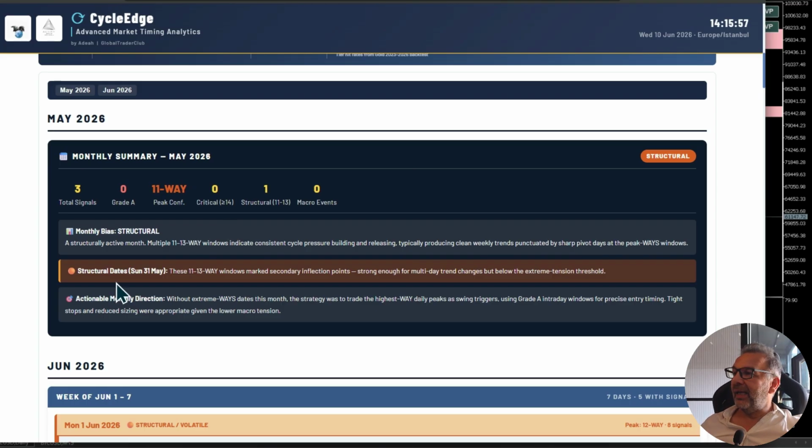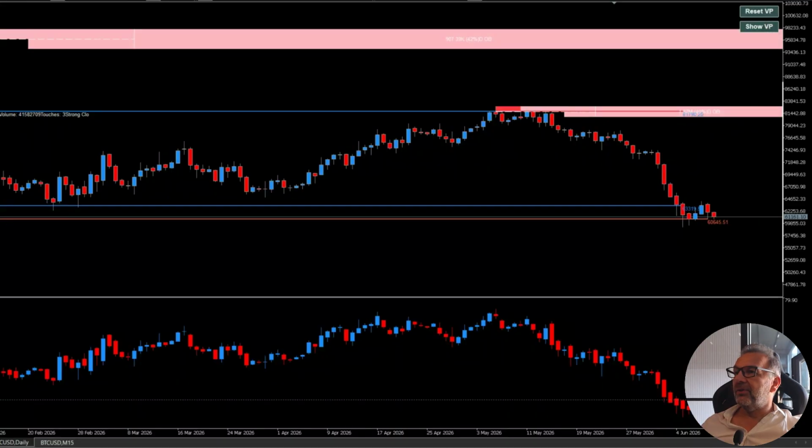So structural dates, Sunday 31st of May, these 11 to 13 May windows mark secondary inflection points. So even if I take a look at Sunday the 31st of May, you guys want to take a look at Sunday 31st of May. This is the daily, 31st of May. That's your 31st of May, and that's your downfall. Okay, so that was good to know in advance, obviously.